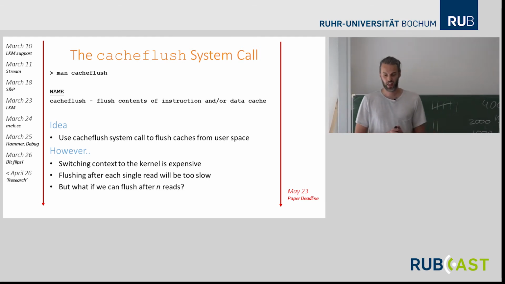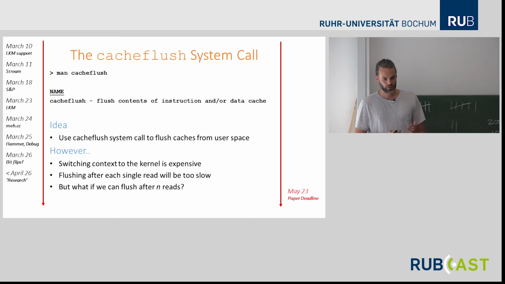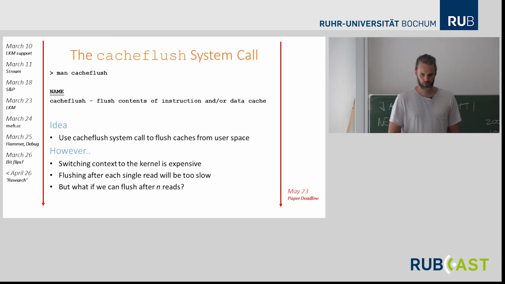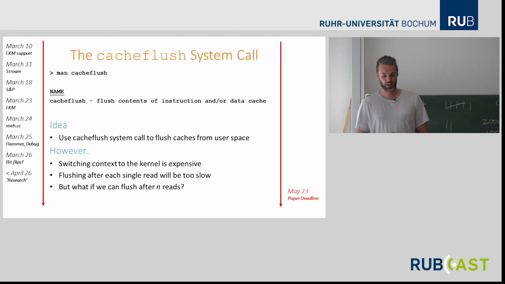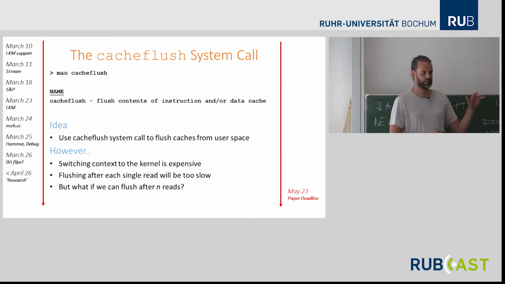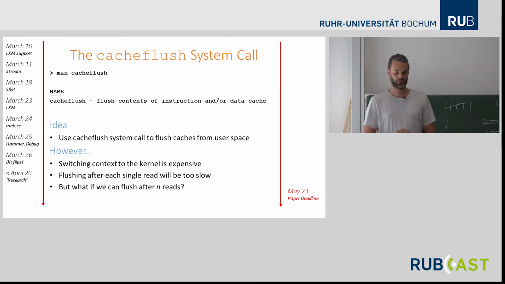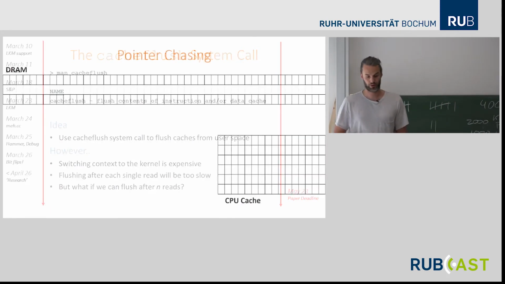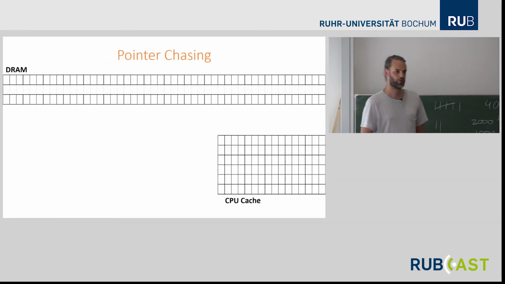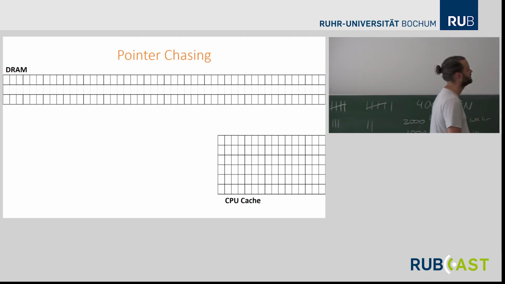CPU caches. However, we know that jumping into the kernel, so doing context switches, is very expensive. And flushing the CPU cache after every read will be very slow. But then the observation was, what if we flush after multiple reads? Maybe that will work. So basically what we're going to do now is pointer chasing.